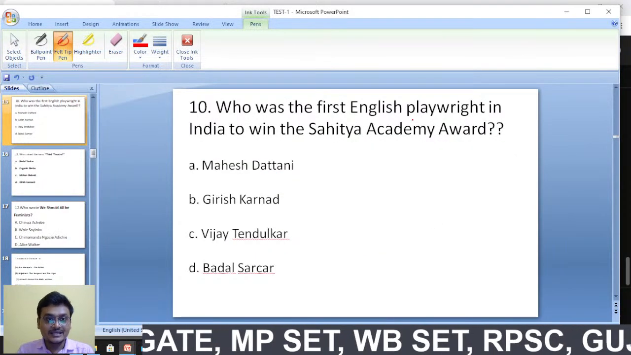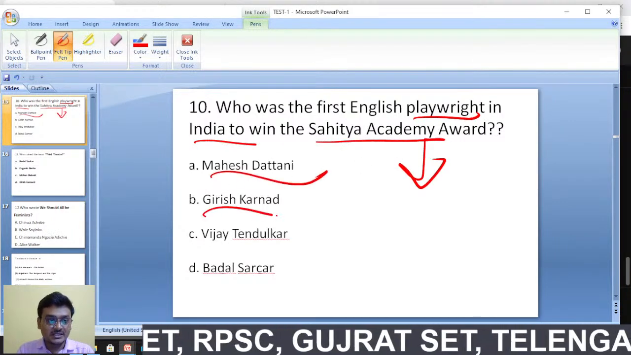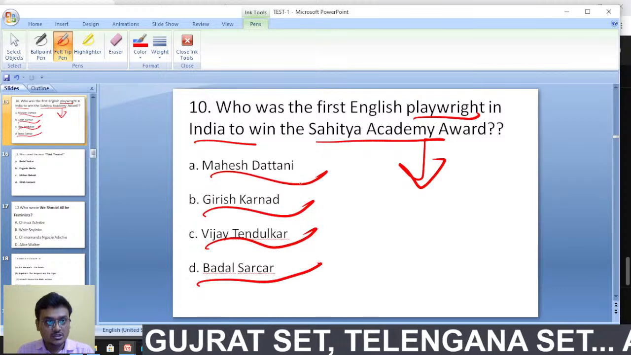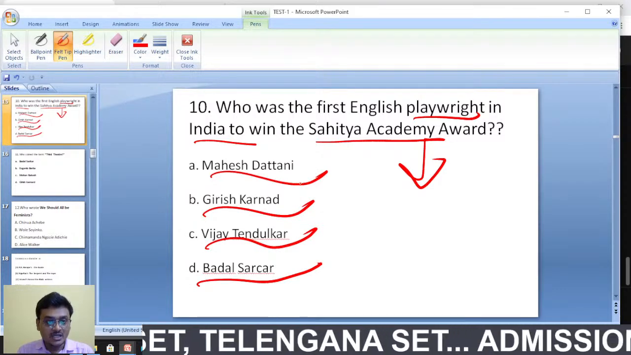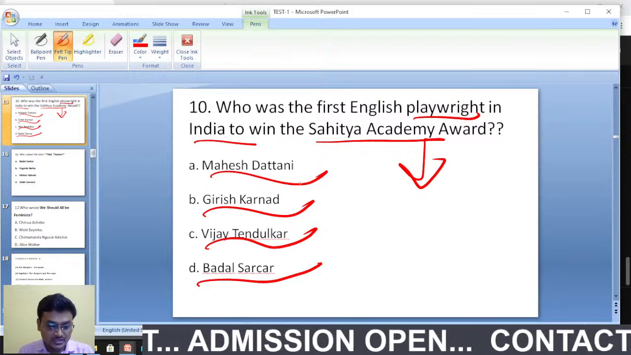Who was the first English playwright in India to win the Sahitya Academy Award? Mahesh Dattani, Girish Karnad, Vijay Tendulkar, Badal Sarkar. Who was the first English playwright in India to win the Sahitya Academy Award and for which work? Repeated questions I have also done.